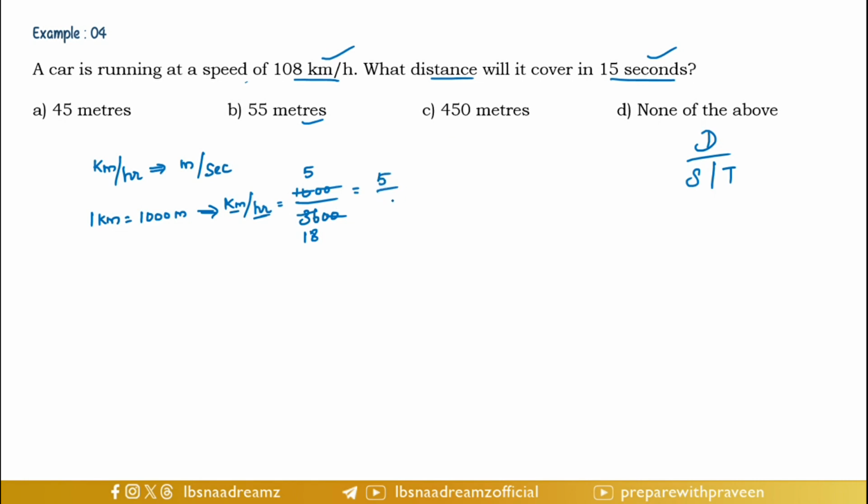5 by 18. So hereafter, whenever we convert kilometer per hour to meter per second, we will multiply the value into 5 by 18, right? You have to remember this. Hereafter, whenever we convert kilometer per hour to meter per second, we will multiply the value by 5 by 18. So 5 by 18 meter per second.